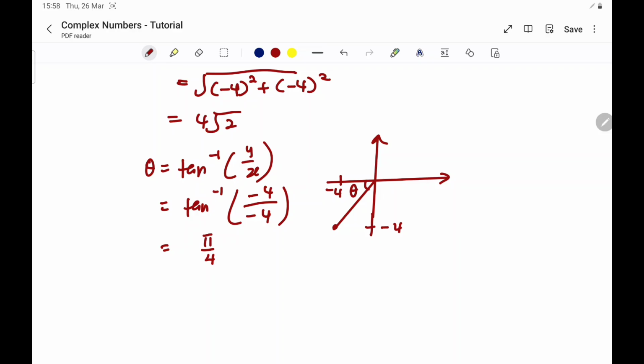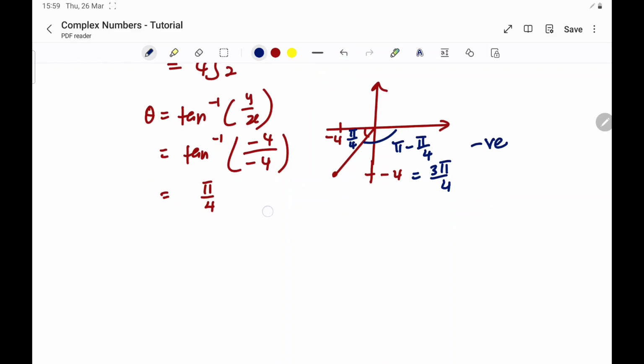Okay, this side. This one is pi over 4. Now, how to get this one? Same also: pi minus pi over 4, you're going to get 3 pi over 4. But then remember, when it is below horizontal, you have to put a negative sign.